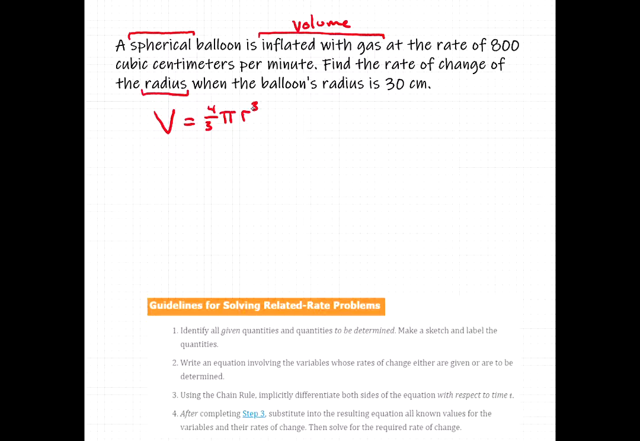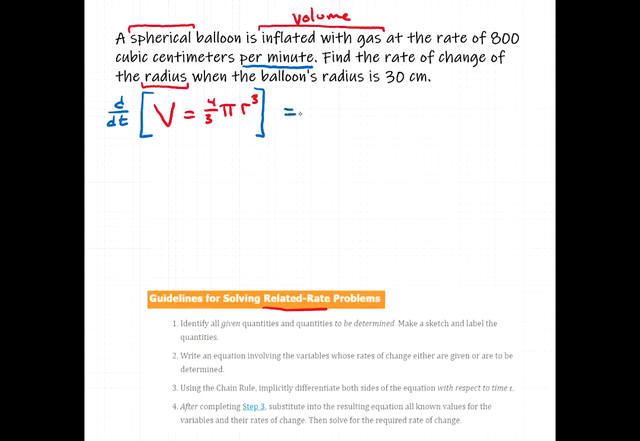What we have to do is relate the rates of change. This is our formula, our relationship between the quantities we're working with. Now we need to relate the rates of change. This is why these problems are called related rates problems. So what we're going to do is take the derivative implicitly of both sides of the equation, and we'll take the derivative with respect to time because we're going per minute.